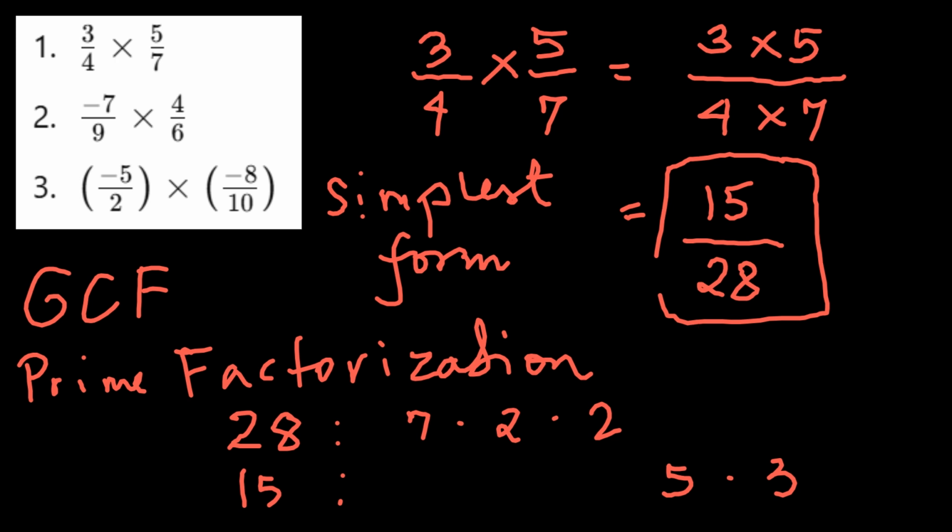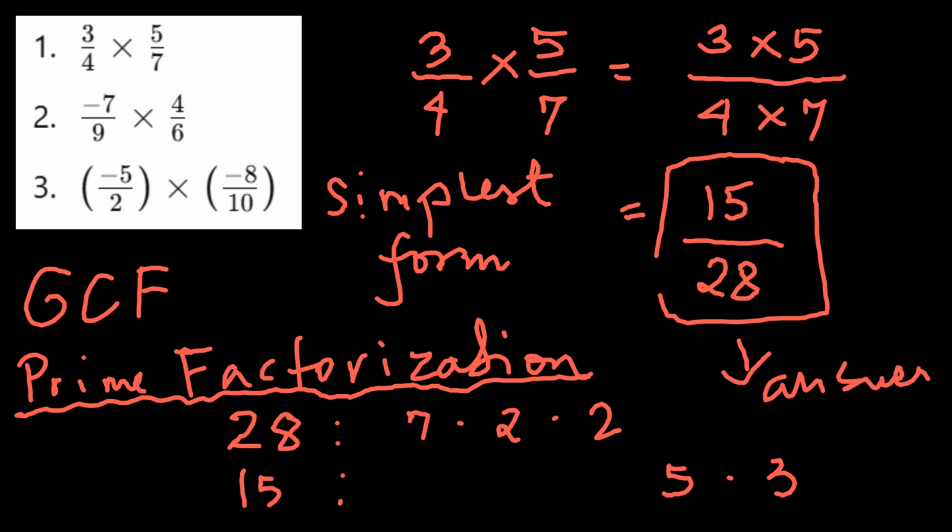It cannot be expressed in a simpler form, because there is no common factor between 15 and 28. We were able to see that because we used prime factorization. So this is now our answer: 15 over 28. That is how we simplify our resulting fraction to its simplest form.